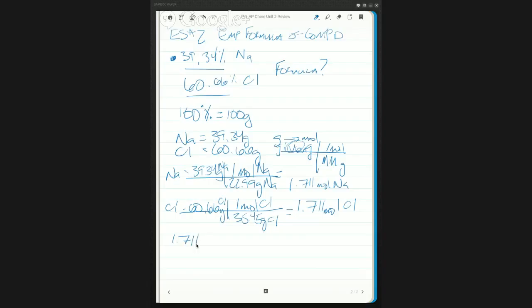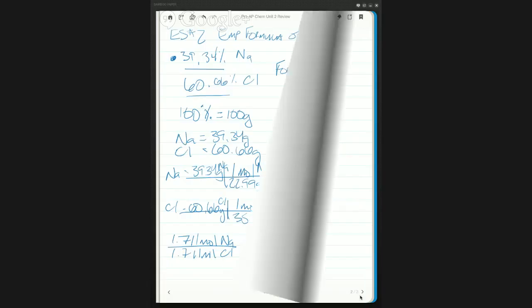So 1.711 moles of sodium divided by 1.711 moles of chlorine, and we get a 1-to-1 ratio of the moles of sodium. I'm going to just write that out. 1 mole of sodium to 1 mole of chlorine. So the formula is NaCl. Okay, so I did that with a really easy one. Let's do it with a more difficult one.